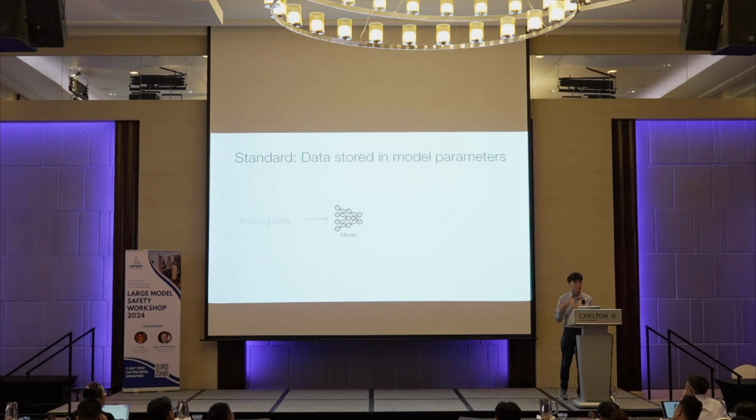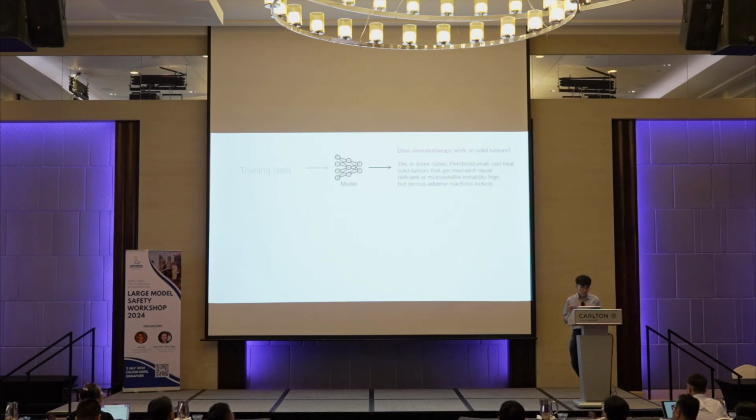For example, with a language model, we can then use the model directly to answer questions like this: does immunotherapy work on solid tumors? Maybe the language model would produce an answer like that. Okay, so this is just how our standard models operate. So what are some issues with this?